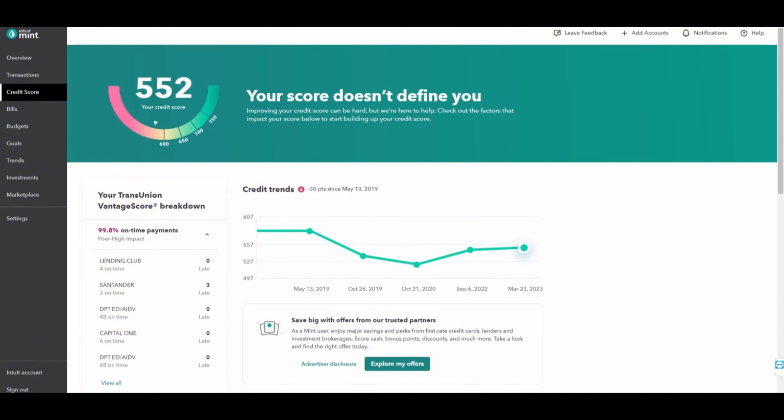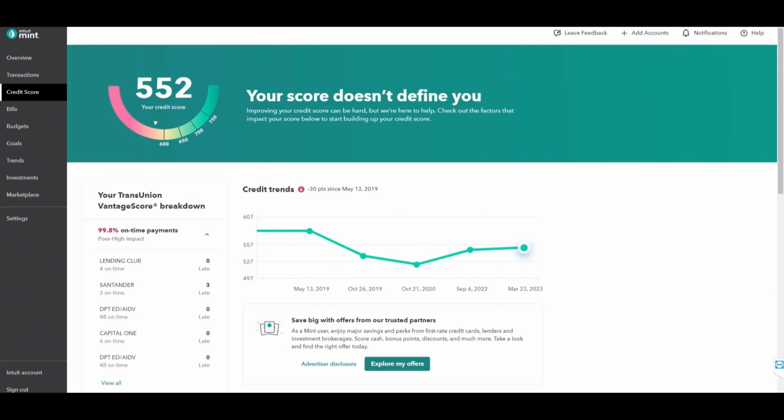Look closely at your credit accounts to see the types of credit you have, like credit cards, loans, or mortgages, along with your balances and payment status. This helps you understand if any accounts are overdue or maxed out, which can lower your score.